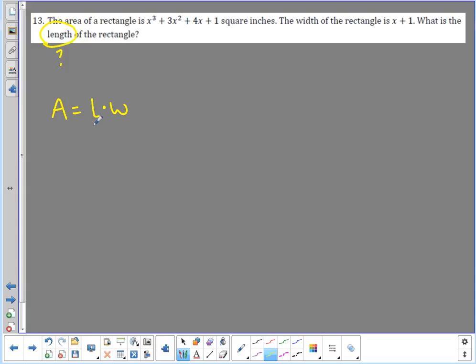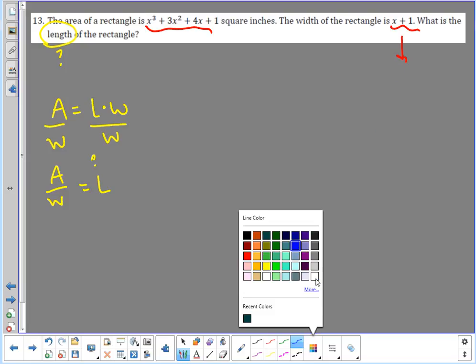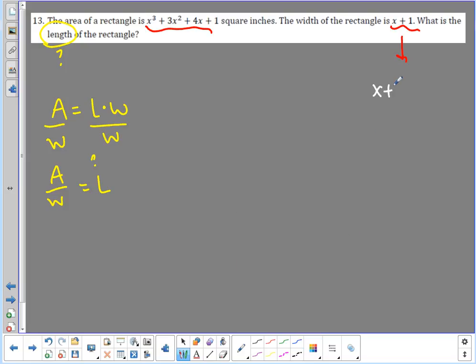If I want length by itself, I need to divide by the width. So I'm going to take area and divide it by the width to get length, which is what I want. So I need to take this and divide it by that. Well, I'm going to use synthetic division because I think synthetic is a little bit easier to work with. So x plus 1, set that equal to 0, that's x equals negative 1. Then list your coefficients. My coefficients here are 1, 3, 4, and 1. I don't skip any powers, so that's good.